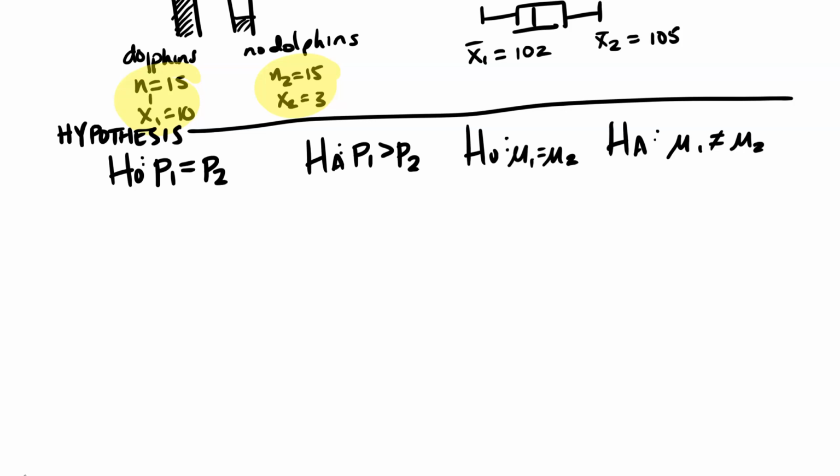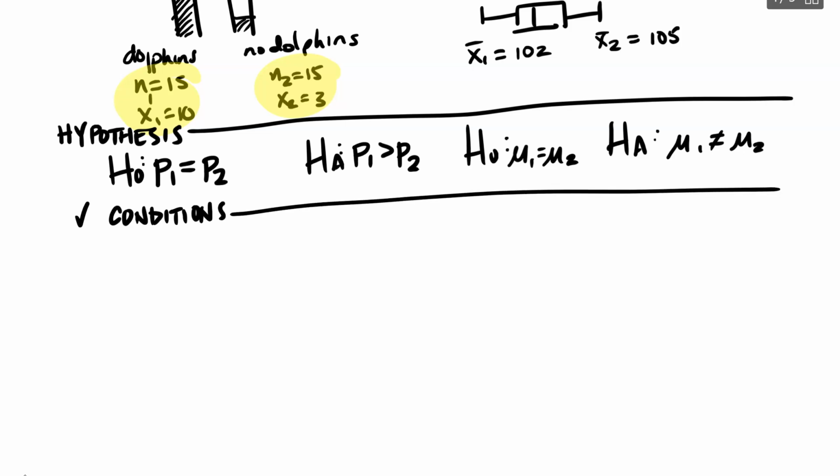The second thing I want you to be able to do is to check conditions, right? Those conditions are always vitally important. If we don't have them met, then we really shouldn't proceed with what we're doing. So the conditions for these 2 tests, of course, are slightly different, but very similar. So I'm just going to go ahead and do them together and then break them up when I need to.